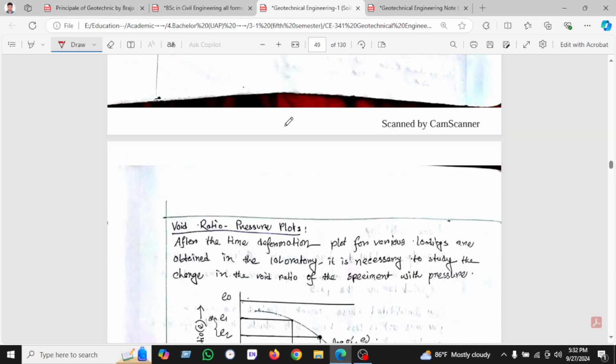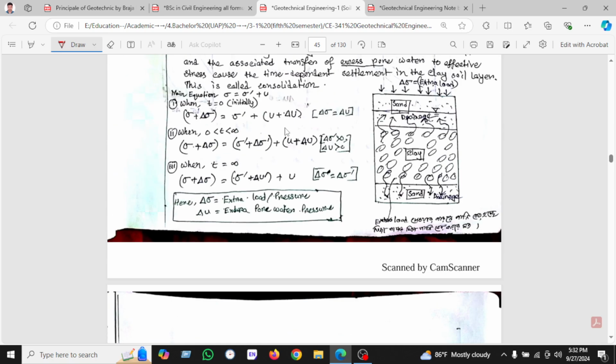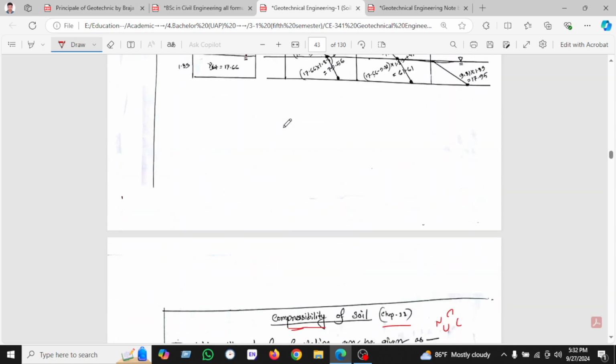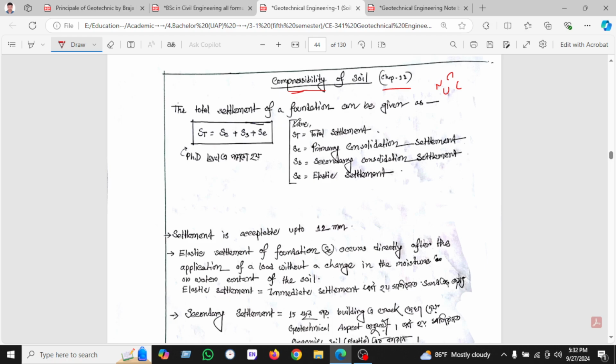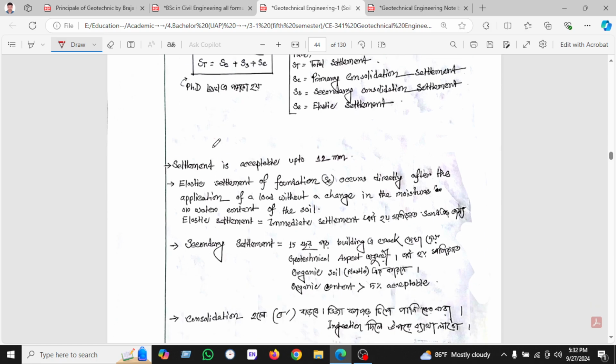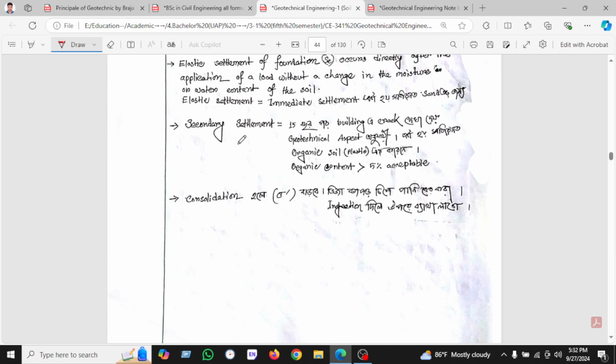Let's start from the beginning. Here the total settlement is the sum of primary consolidation settlement, secondary consolidation settlement, and elastic settlement. That will be the total settlement. The secondary settlement appears after about 15 years of the building.